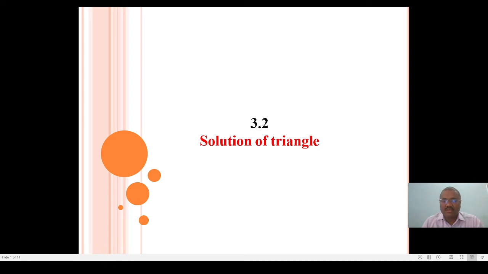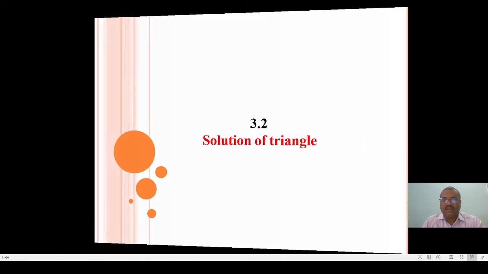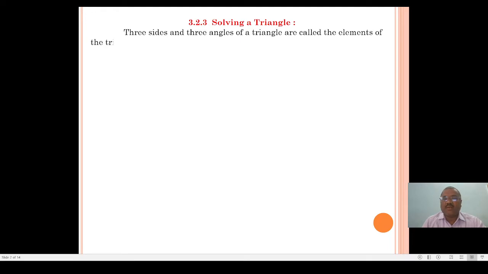Hello students, today we see a topic from solution of triangle. In this topic, we discuss solving of a triangle. We know that three sides and three angles of a triangle are called the elements of the triangle. So every triangle has three sides and three angles.